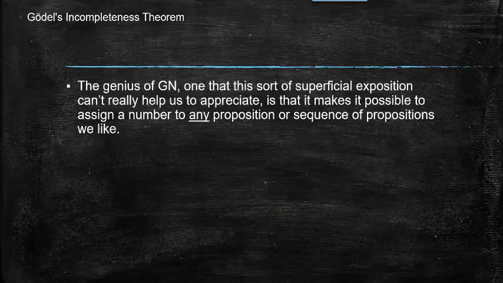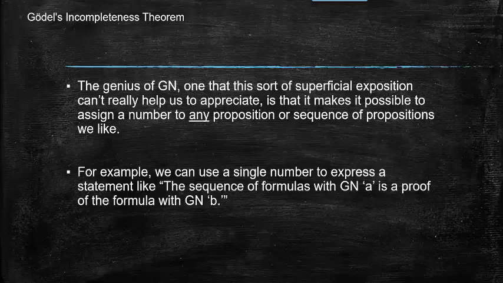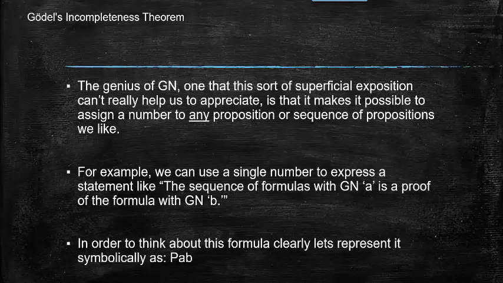The genius of Gödel numbering, one that this sort of superficial and sketchy exposition can't help us to appreciate, is that it makes it possible to assign a number to any proposition or sequence of propositions we like. For example, we can use a single number to express a statement like "the sequence of formulas with Gödel number A is a proof of the formula with Gödel number B." In order to think about this formula clearly, let's cheat and represent it in the object language symbolically as "A is a proof of B."